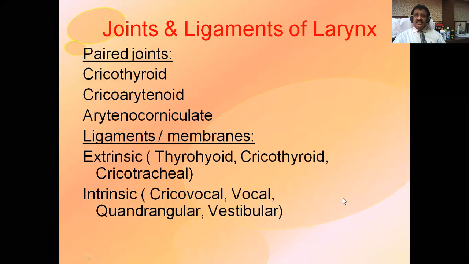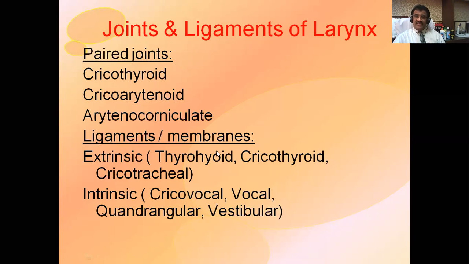Well, the joints and ligaments of the larynx are also a part of the study of anatomy of larynx. We should know those also. Some paired joints we talk about now. First is cricothyroid: the joint between cricoid cartilage and thyroid cartilage. Cricoarytenoid means the joint between cricoid cartilage and arytenoid cartilage. And arytenocorniculate joint means the joint between arytenoid cartilage and corniculate cartilage. If you remember this, well and good.